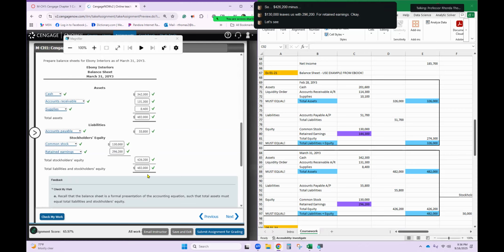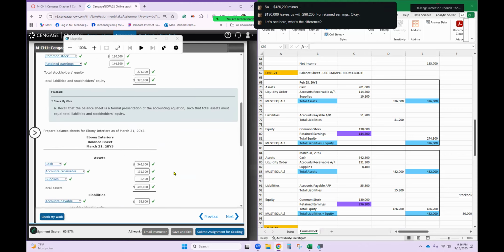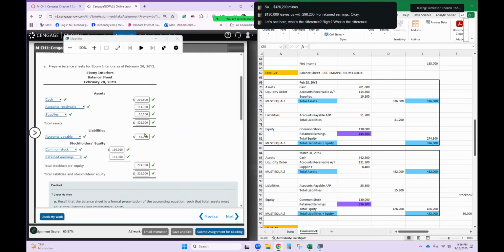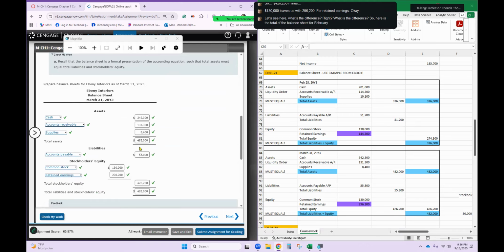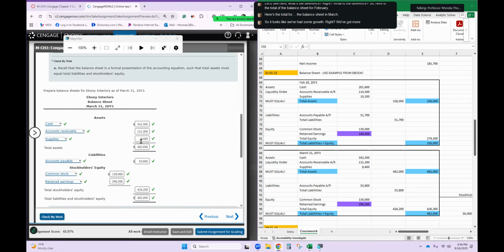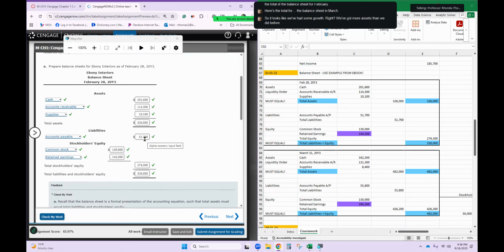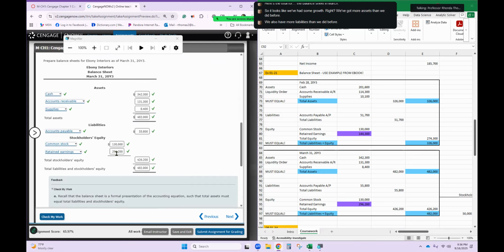Let's see here. What is the difference? So here is the total of the balance sheet for February. Here's the total for the balance sheet in March. So it looks like we've had some growth, right? We've got more assets than we did before. We also have more liabilities than we did before. Our retained earnings has gone up.